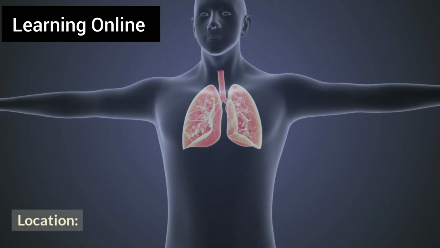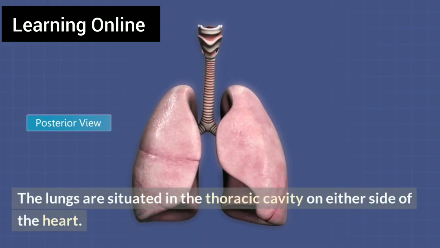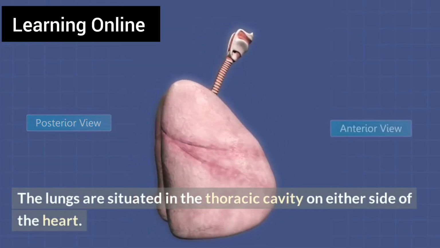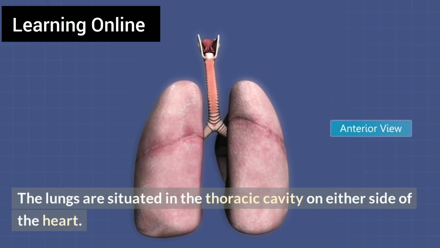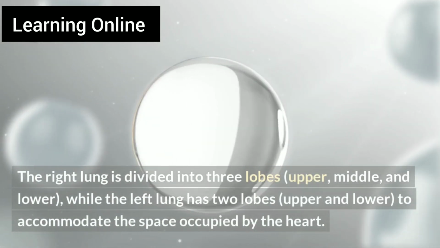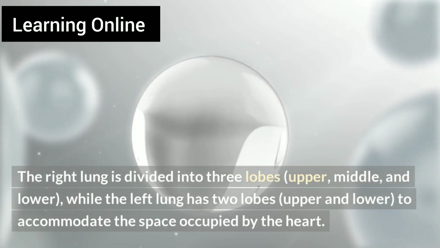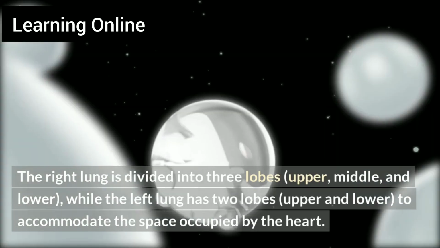Location. The lungs are situated in the thoracic cavity on either side of the heart. The right lung is divided into three lobes, upper, middle and lower, while the left lung has two lobes, upper and lower, to accommodate the space occupied by the heart.